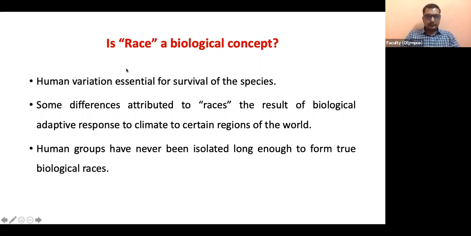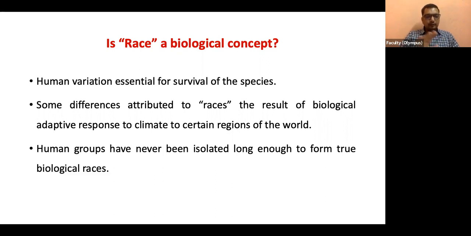First, let's begin by asking this question. Is race a biological concept? Depending on who you ask this question, the answer may be different. Sometimes if you ask sociologists, they may say yes, race is a biological concept. If you ask a biologist, they may say it is more social, taking the social context. So there are definitely a lot of differences in the way we take the concept of race.